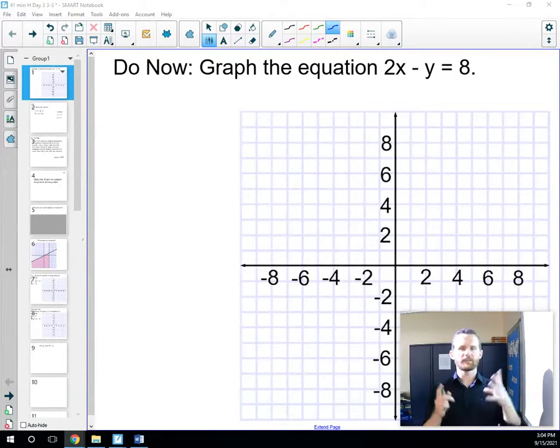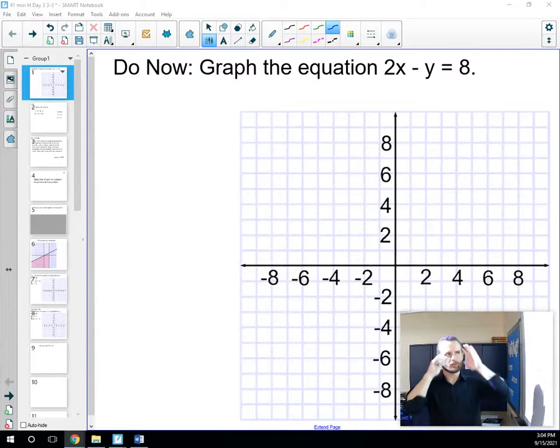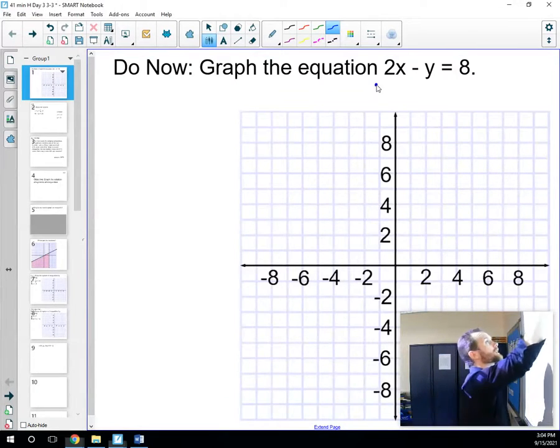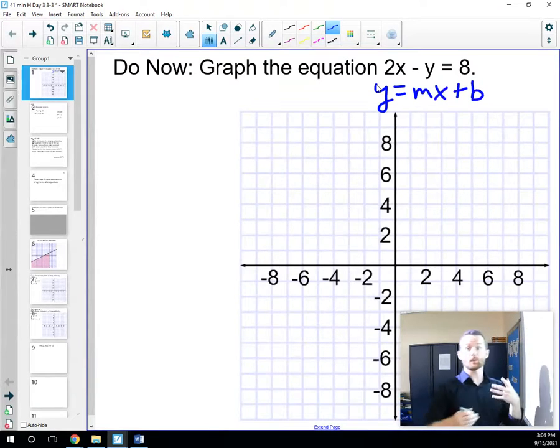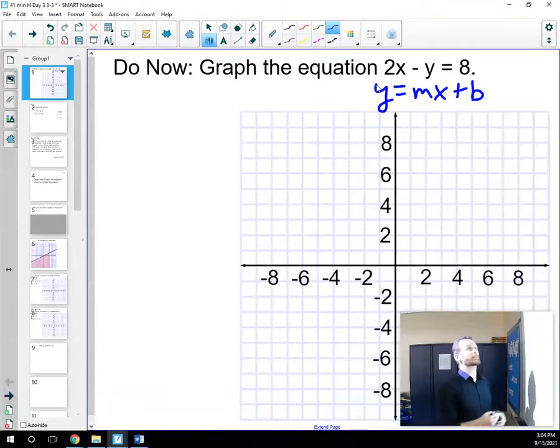So pause the video right here, give this problem a shot, and come back when you think you have an answer. We're going over in 3, 2, 1, let's hit it. It says graph the equation 2x minus y equals 8. Now as soon as you saw this, you should have thought, oh, I'm going to need y equals mx plus b. This is going to be a linear equation, so we need slope-intercept form, y equals mx plus b.